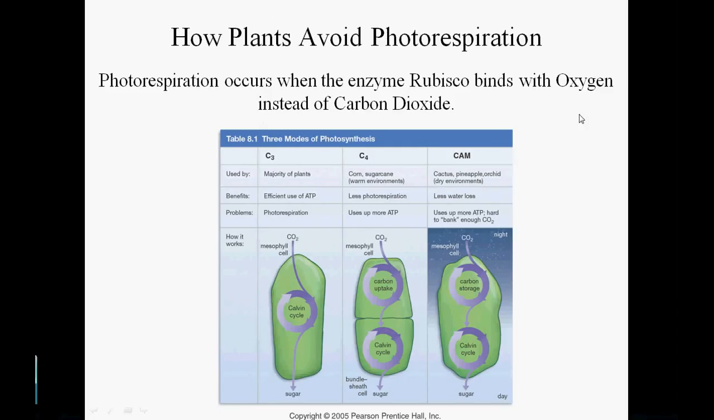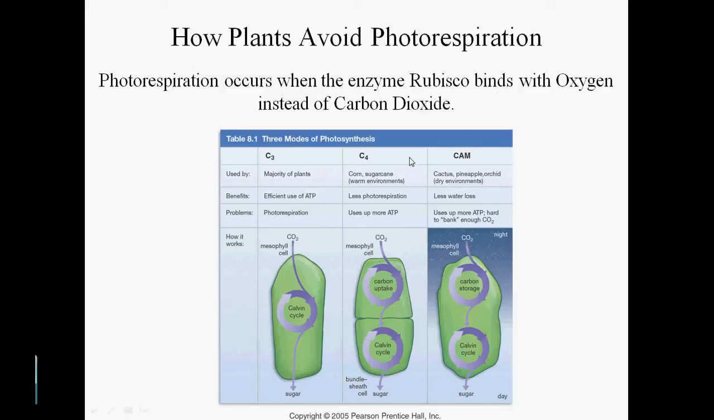Last concept that we'll discuss is photorespiration. Photorespiration occurs when the enzyme Rubisco binds with oxygen instead of carbon dioxide. So this occurs in the Calvin cycle. You know that CO2 is supposed to bind with Rubisco and bind with the RuBP. Well, what happens in photorespiration is the Rubisco binds with oxygen instead of the carbon dioxide, and so it prevents carbon fixation, and you're not able to make a high energy sugar that way.